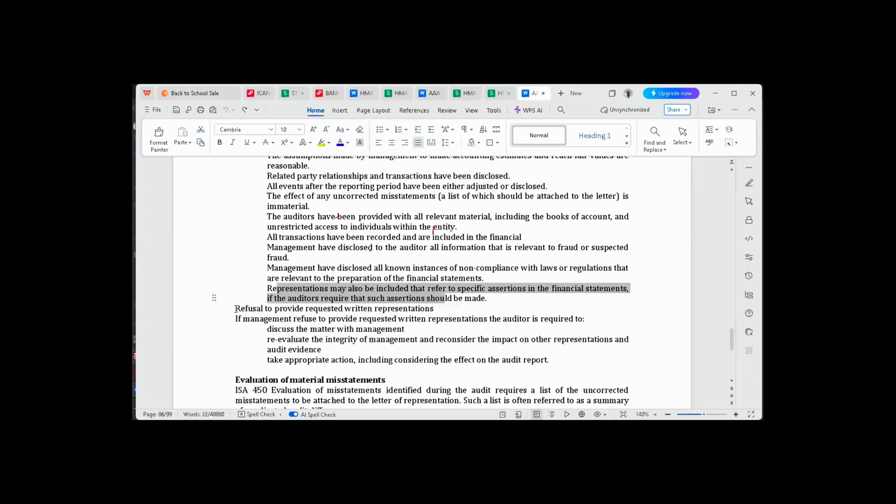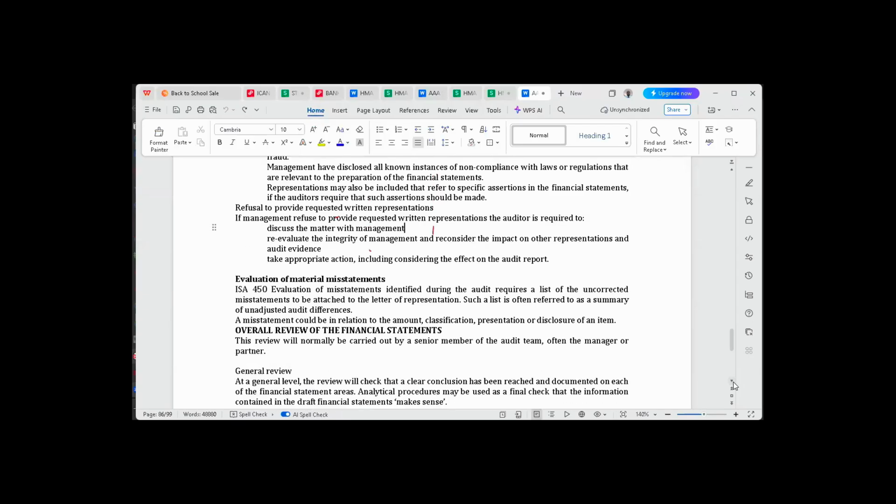Where the manager refuses to provide a written representation, the auditor will discuss with the management the reason why they don't want to provide the information. Also, it is an avenue for the auditor to reevaluate the integrity of the management as regards whatever information is obtained from them. And you will need to reconsider the impact on other representations and audit evidence. The auditor can also qualify the audit opinion. Those are some of the information you have in the written representation.